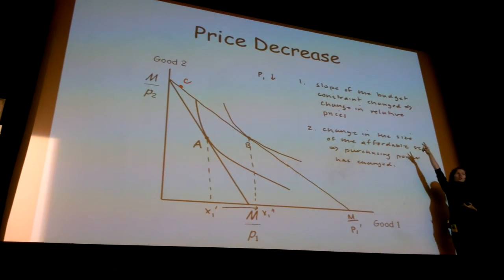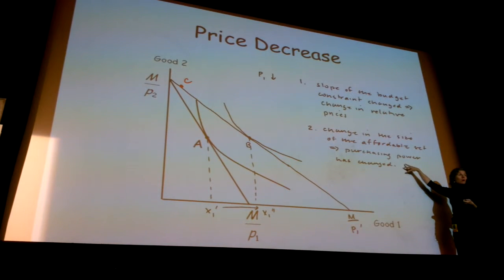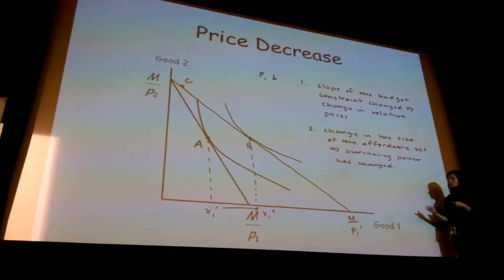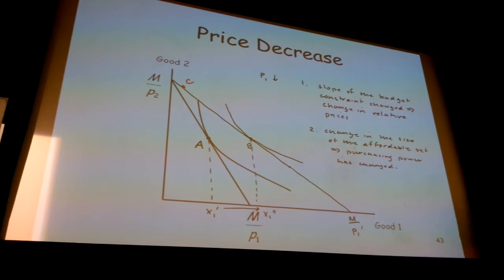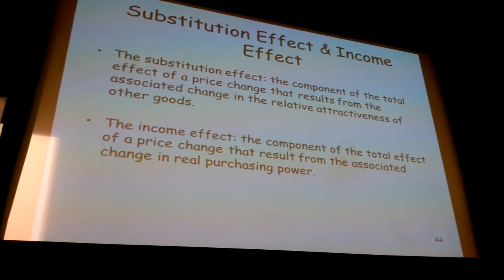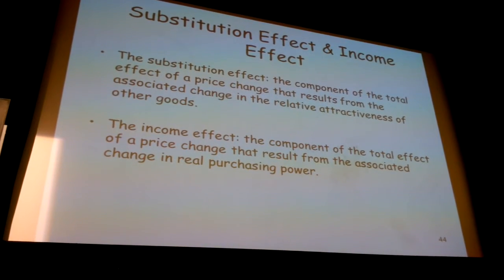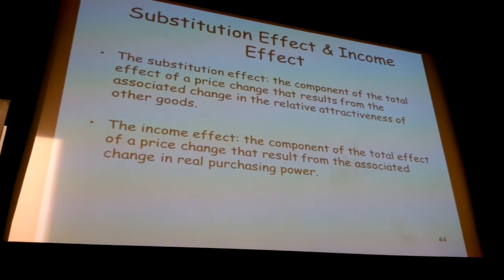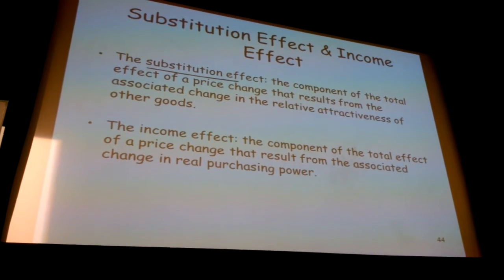So both the change in relative prices and the change in people's purchasing power, you can think of those as having independent effects on people's consumption of good one. And that's what we mean when we talk about the income effect and the substitution effect. I believe we've introduced these definitions before, but hopefully they'll make a little more sense now that we've been drawing budget constraints for a week or so.